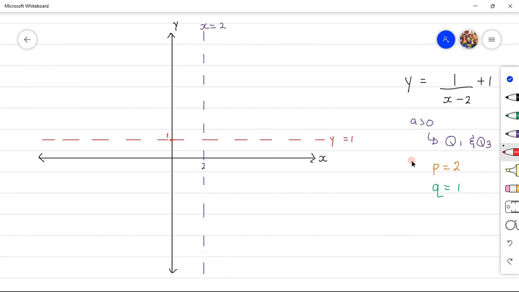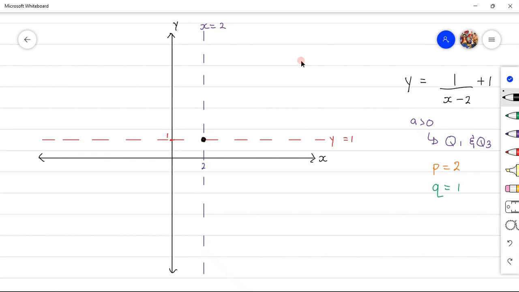Okay, now we have our asymptotes. We can put in our point of intersection of our asymptotes. And that point of intersection, or that coordinate point, is 2 and 1. Now that we have our asymptotes drawn, let us sketch our function.